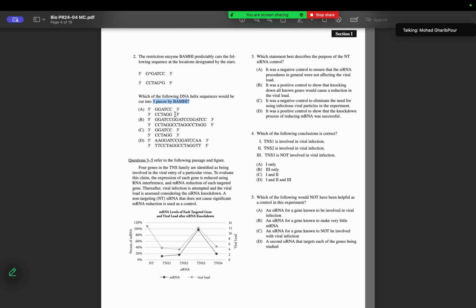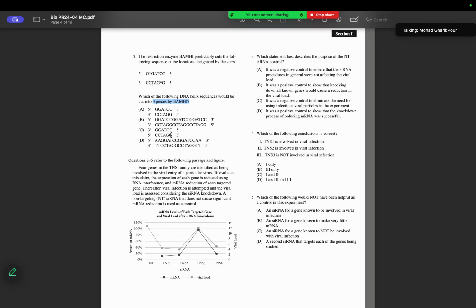So this one would be like it's cutting one site, so you would have 2 pieces. This one, cut here, and one cut here, and then there's another cut here. So this would be 1, 2, 3, 4 pieces.